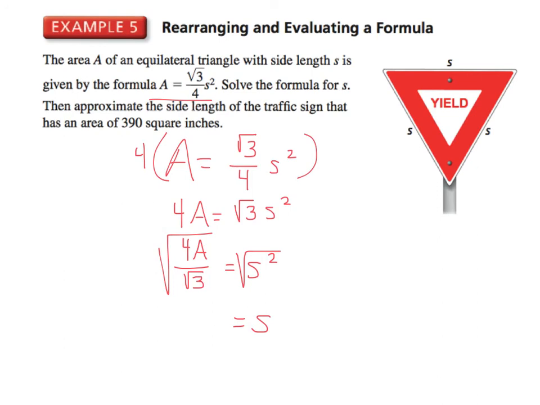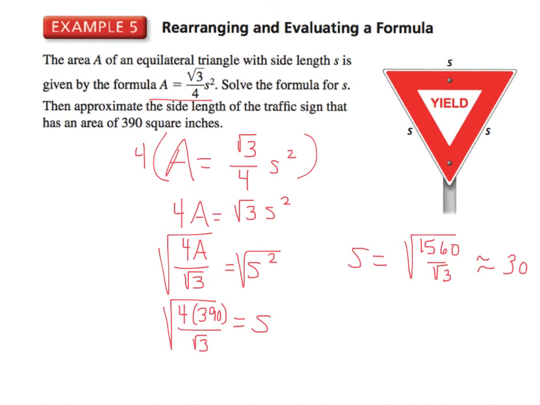So now we have to plug everything in. 4 times 390 divided by root 3. We just plug that in the calculator. That gives me approximately 1560 divided by root 3, which is approximately 30. So the traffic sign has side lengths of approximately 30 inches.